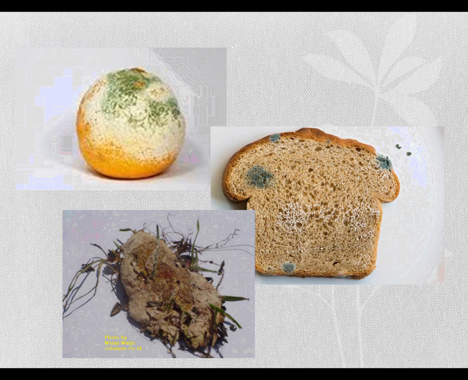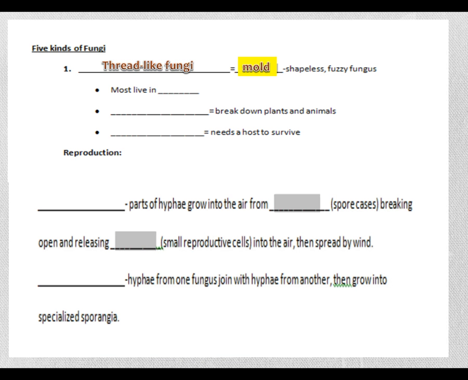Most mold, however, lives in soil, which we see here. But they can go on fruits and breads and even clothing. This thread-like fungi breaks down plants and animals, therefore it would be considered a decomposer. They need a host to survive, so it's also a parasite.